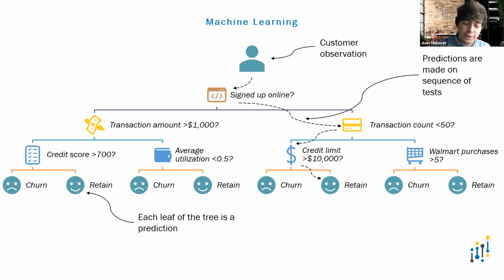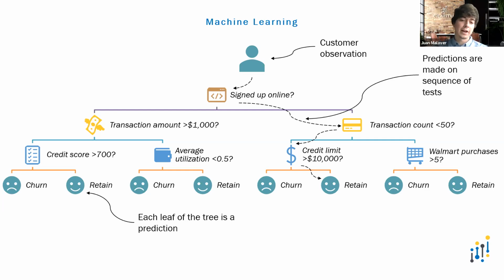Did they sign up for the credit card online? Oh yes, they did. Okay. Now let's go into the next test. Was their transaction count in the last month, in their last billing cycle or whatever, less than 50 transactions? Oh, okay, it wasn't. So let's move on to the next test. Was their credit limit greater than $10,000? Oh, it is. Okay, then the model knows all of that, and it predicts them to be a retained customer. We don't predict them to be a high risk churner.